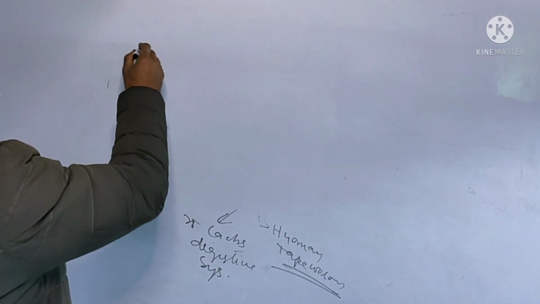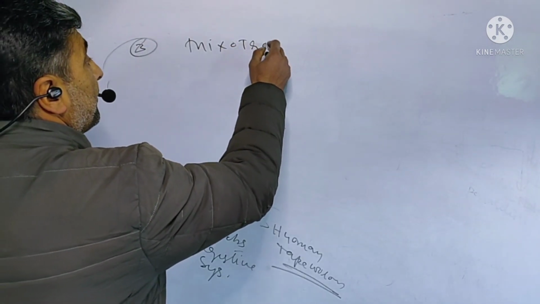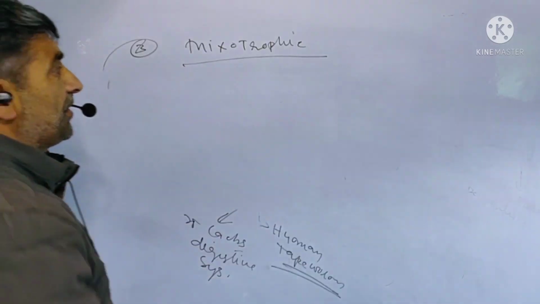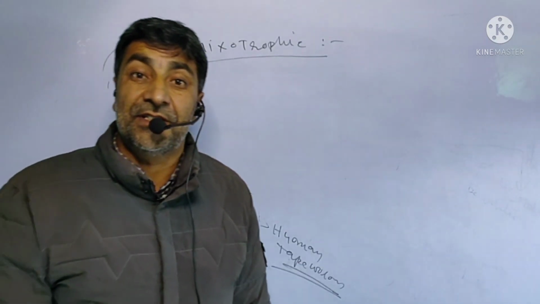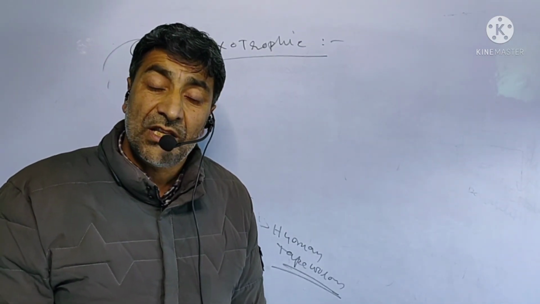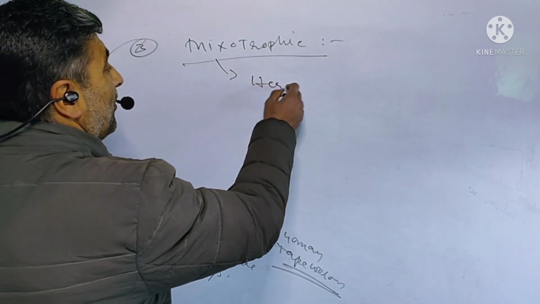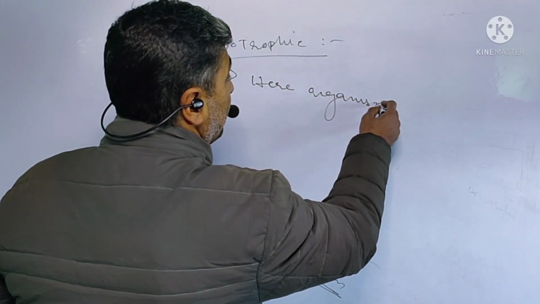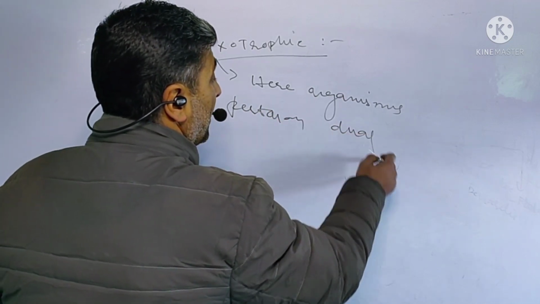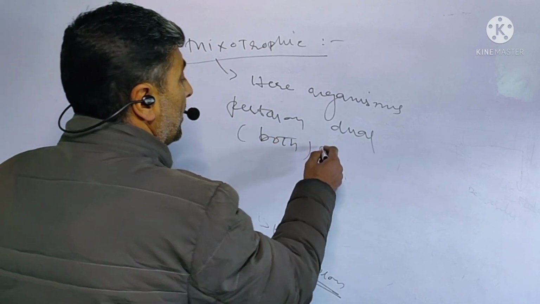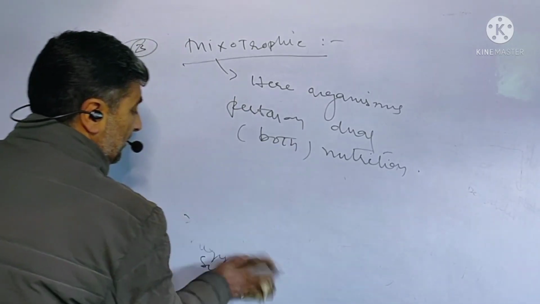Shabash. Next type is called mixotrophic nutrition. What is mixotrophic nutrition? Mixotrophic nutrition is that type of nutrition in which organisms perform dual nutrition. Dual means both. Okay, that is called mixotrophic nutrition.